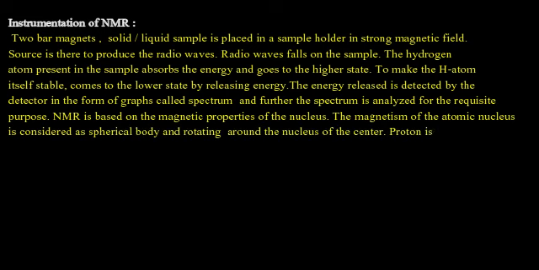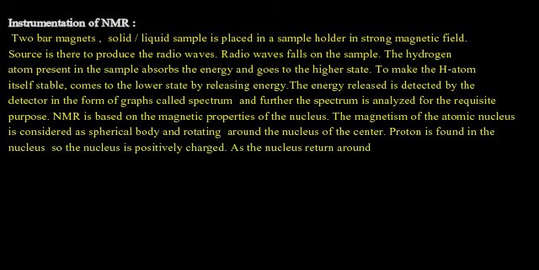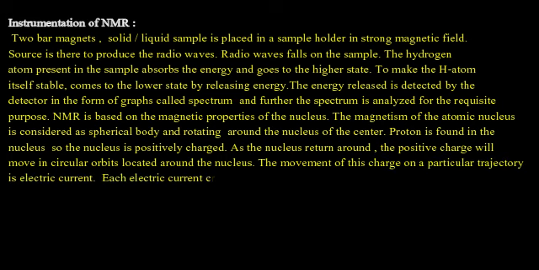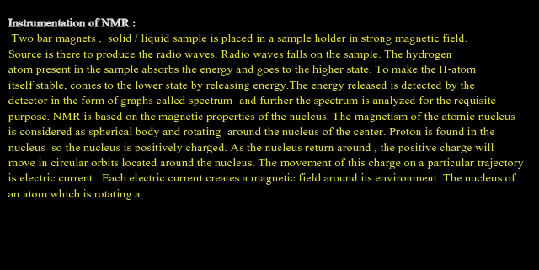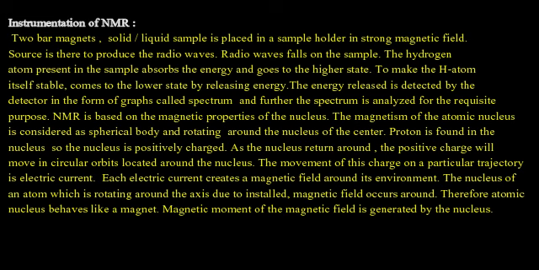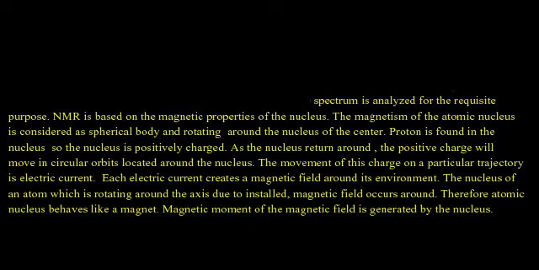The magnetism of the atomic nucleus is considered as a spherical body rotating around the center of the nucleus. Protons are found in the nucleus, so the nucleus is positively charged. As the nucleus spins around, the positive charge moves in circular orbits around the nucleus. The movement of charge on a particular trajectory is an electric current. Each electric current creates a magnetic field in its environment. Therefore, the atomic nucleus behaves like a magnet, and a magnetic moment is generated by the nucleus.